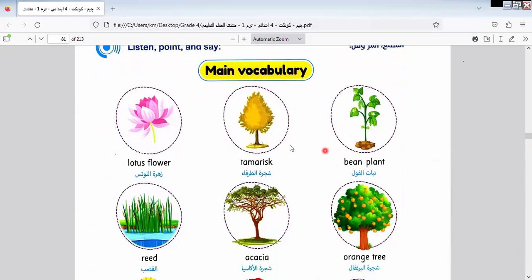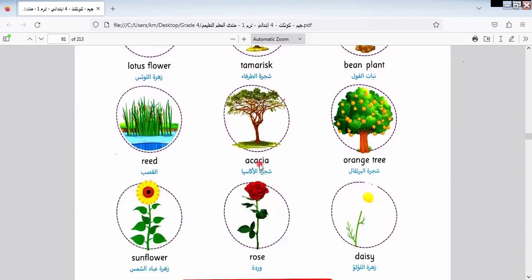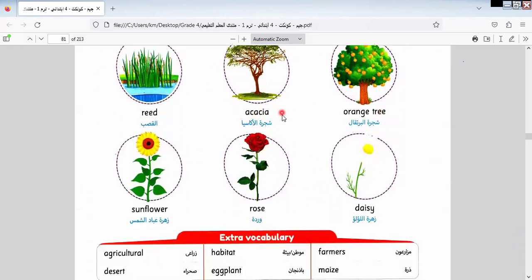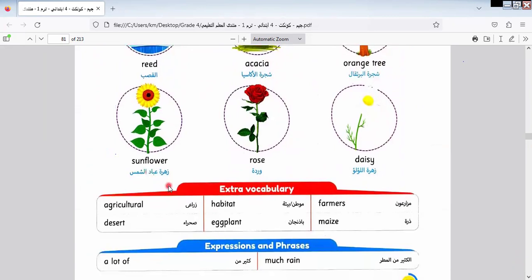Plants in Egypt. Let's know the plants in Egypt. There is lotus flower, tamarisk, bean plant, reed, acacia, orange tree. I think acacia tree, we took it last year in Discover. Okay, acacia, orange tree, sunflower, rose, daisy.